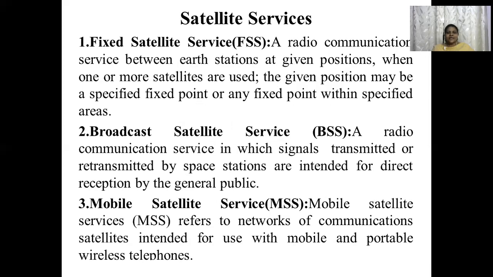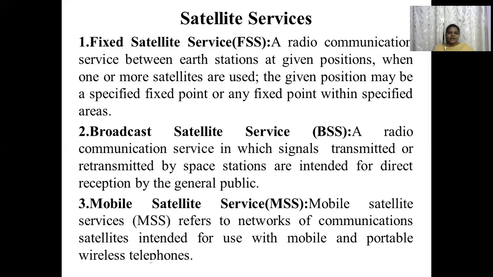Coming to the second topic, that is satellite services. Here the satellite services are classified into three types. First one is fixed satellite services, second is broadcast satellite services, and third is mobile satellite services. So what is meant by fixed satellite services? Mostly it is known as FSS. It is defined as a radio communication service between Earth stations at given positions, when one or more satellites are used. Now, what is this given position? The given position may be a specified fixed point or any fixed point within a specified area.